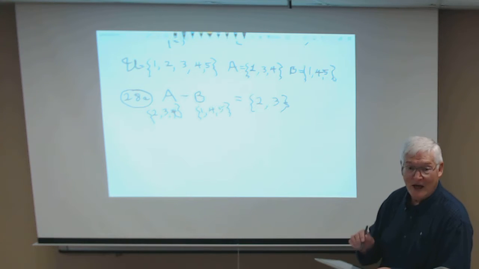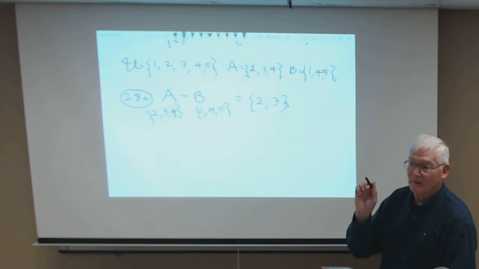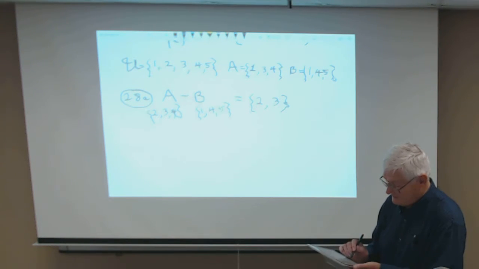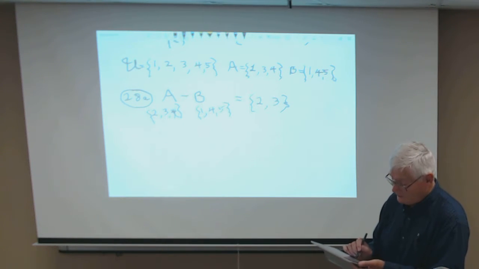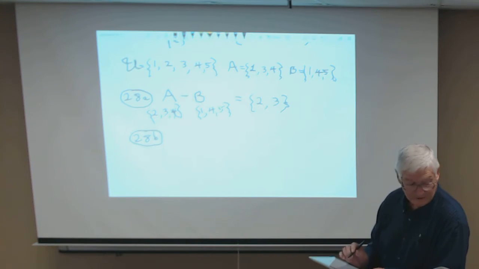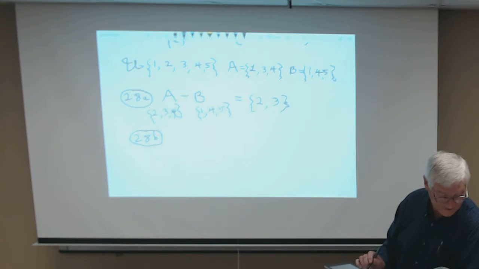But this is not like subtraction with numbers, is it? It's a different kind of subtraction, and that's going to bother some of you a whole lot. It's just going to bother you because it looks like something you've seen, but it's not exactly like what you've seen. It's different, and that bothers me. So let's do 28B. And it's okay to be bothered, just get over it so you can work the problems when it comes time to take the test.